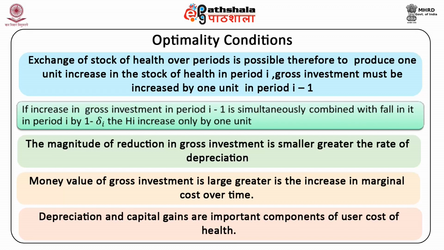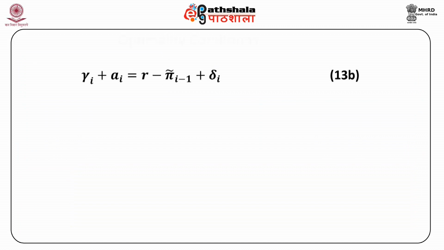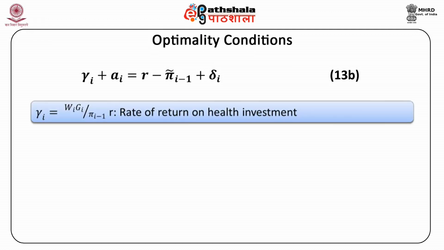Depreciation and capital gains are important components of user cost of health. Yi plus Ai is equal to R minus pi i minus 1 delta plus delta i. Here Yi is equal to Wi into Gi upon pi i minus 1, and R is equal to the rate of return on health investment, and Ai is equal to UHi plus 1 plus R raised to the power i into Gi upon lambda.